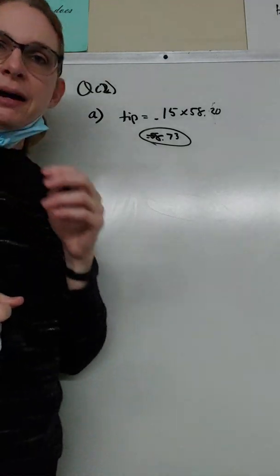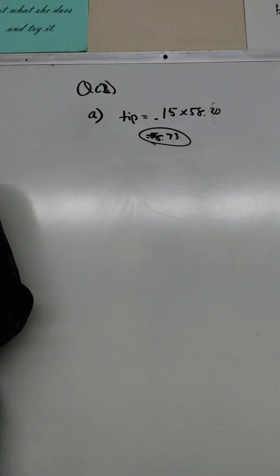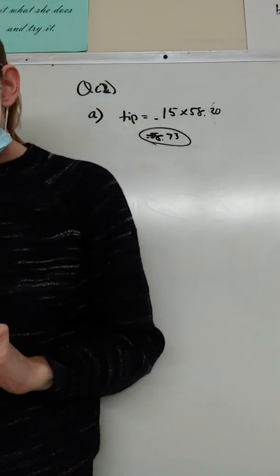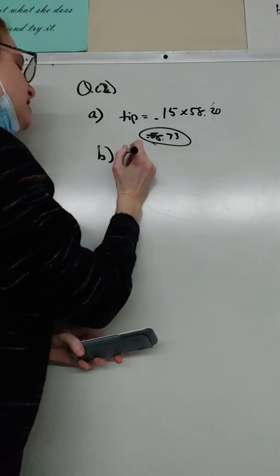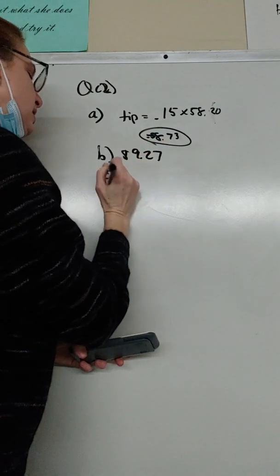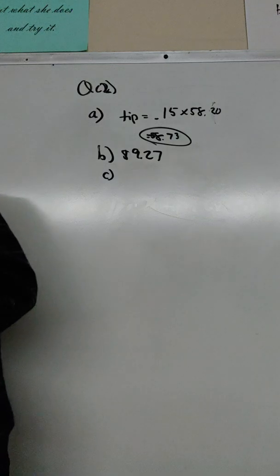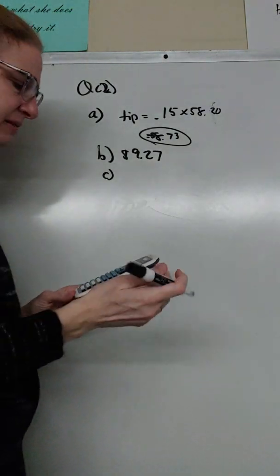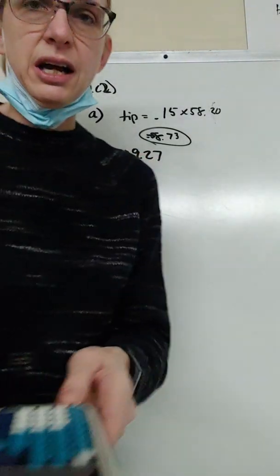Okay. B is going to be, sorry, I hit the wrong button on my calculator. 61.80 is $9.27. So B is going to be $9.27. And C is going to be $7.46. Okay, so there's your answers for quick check 2.